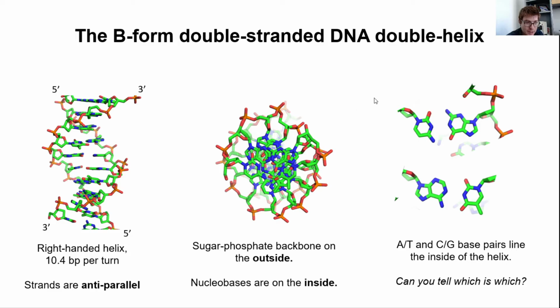I won't tell you which of these is which, so it's kind of an exercise for yourself. You should be able to tell which of these is an AT base pair and which one of these is a CG base pair. Okay.